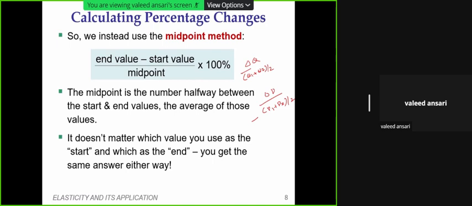So it does not matter which way you start, either way you will get the same result. But otherwise, if you are not doing this and you are taking the starting point, then you will get a different coefficient.